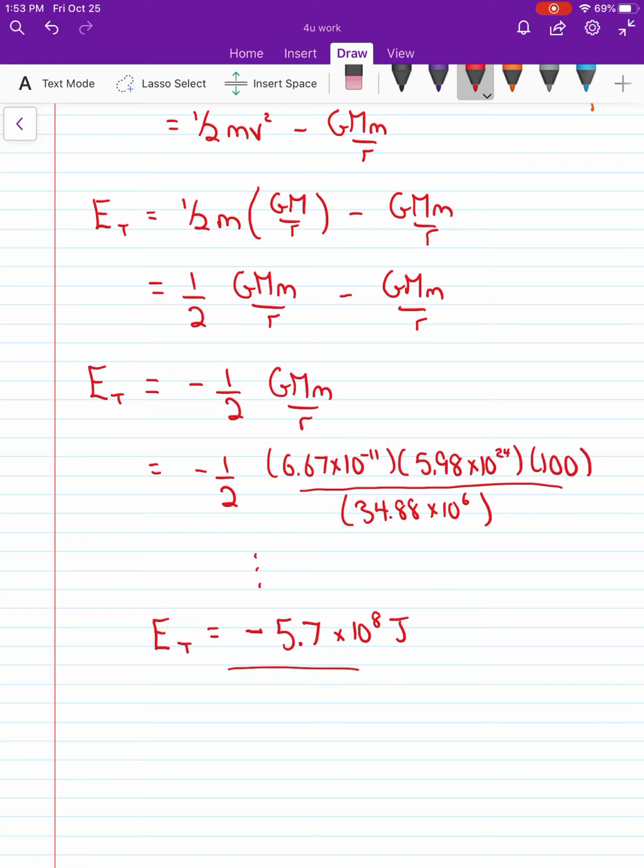Sometimes we talk about binding energy. That satellite is bound to Earth. It's not going to leave unless we add energy to it. The amount of energy we would need to add is that exact same number, that 5.7 times 10 to the 8. So if asked, this question didn't, but if asked, the binding energy is always the absolute value of the total energy. In this case, that would just be the plain old 5.7 times 10 to the 8 joules.